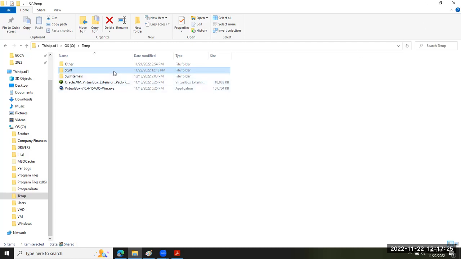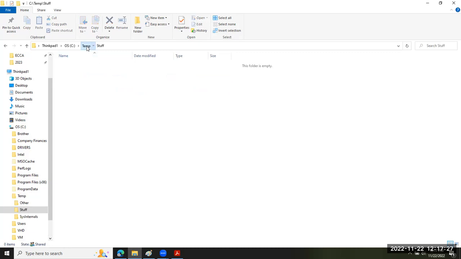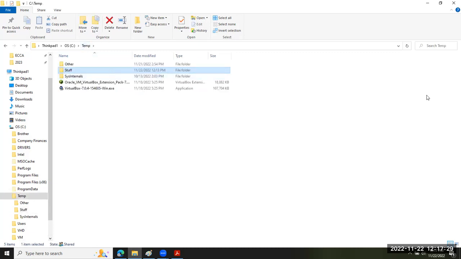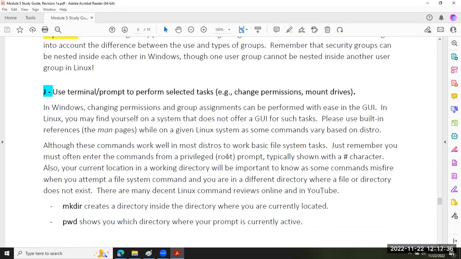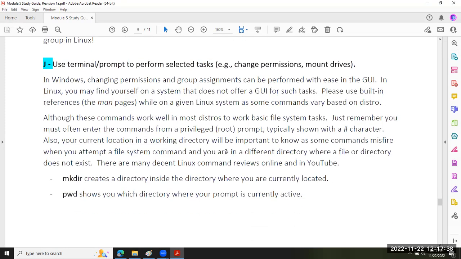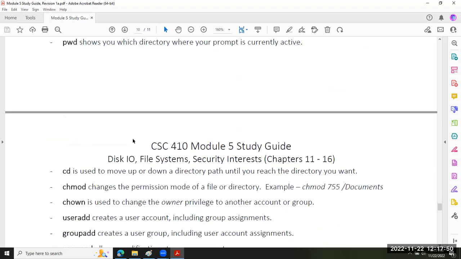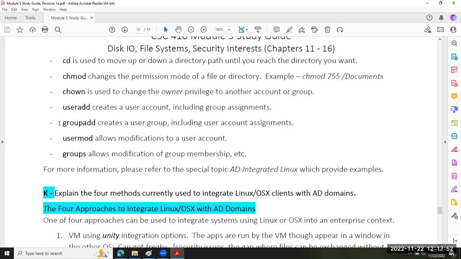Now, if I go into here, because I'm the owner, I can get in there. But anyway, the rest of this is pretty straightforward stuff. And in the Linux environment, when you're using terminal, you should use SSH to connect. So this is just a quick primer on stuff you need to know about.